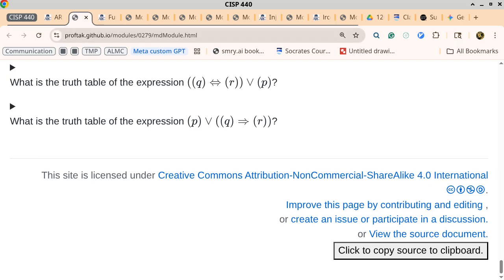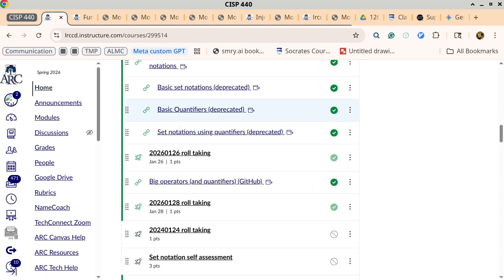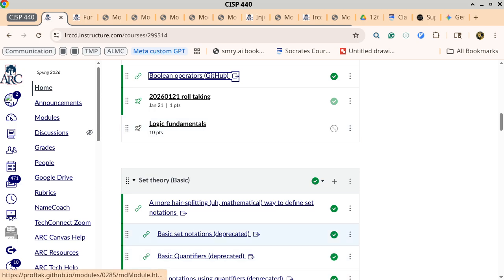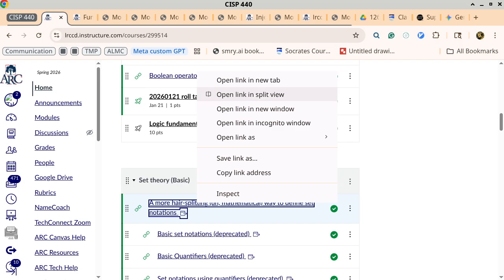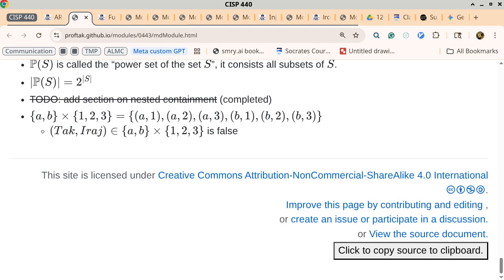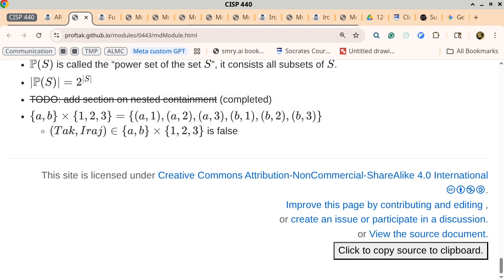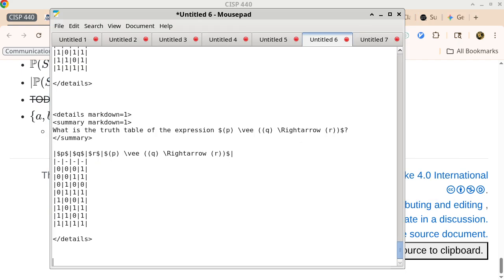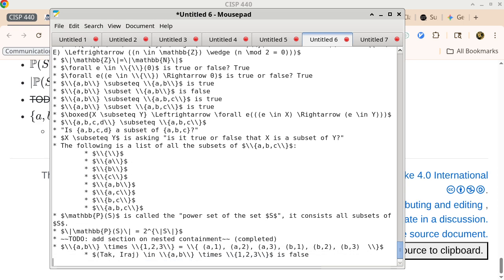Now you do the same thing with the other reading material. I would just do a few, just so that you can get a feel of this. So now we go to the next reading material, which is a more hair-splitting way to define set notations. We go here, do the same thing, open a new tab, go all the way to the bottom, click this button, and then switch back to your text editor and do another Control V.